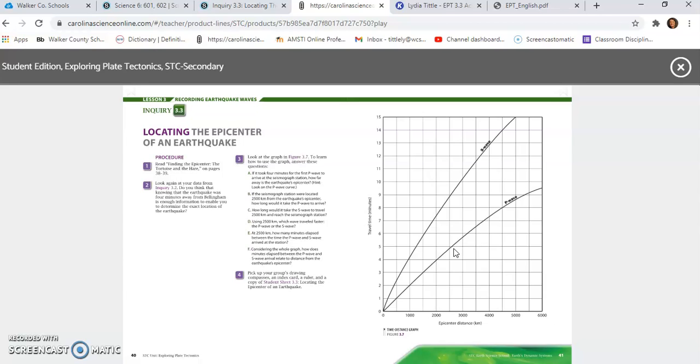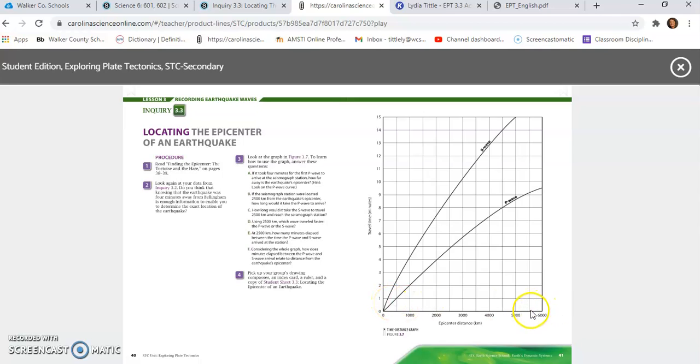Okay, and then letter F. Considering the whole graph, how does minutes elapsed between the P wave and S wave arrival relate to the distance from the earthquake's epicenter? And so as we can see from our graph, the farther you are from the earthquake's epicenter, the more minutes there are between the arrival of the P wave and S wave.